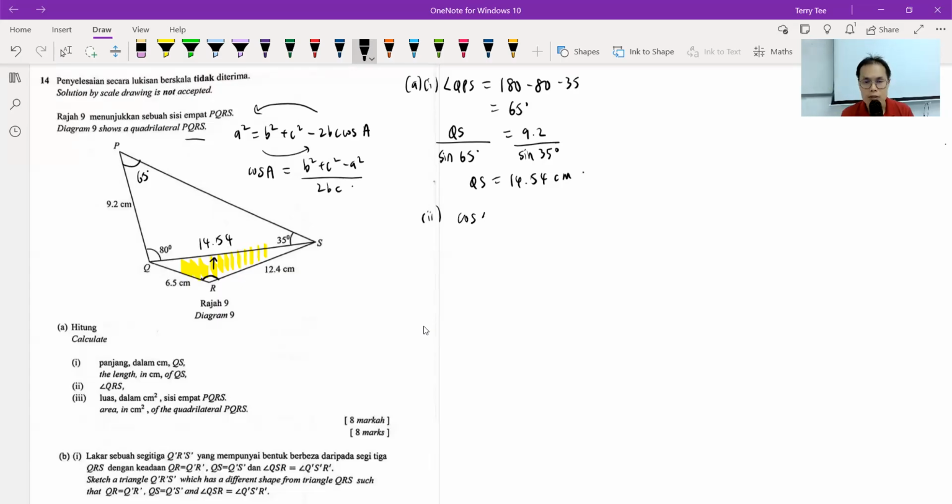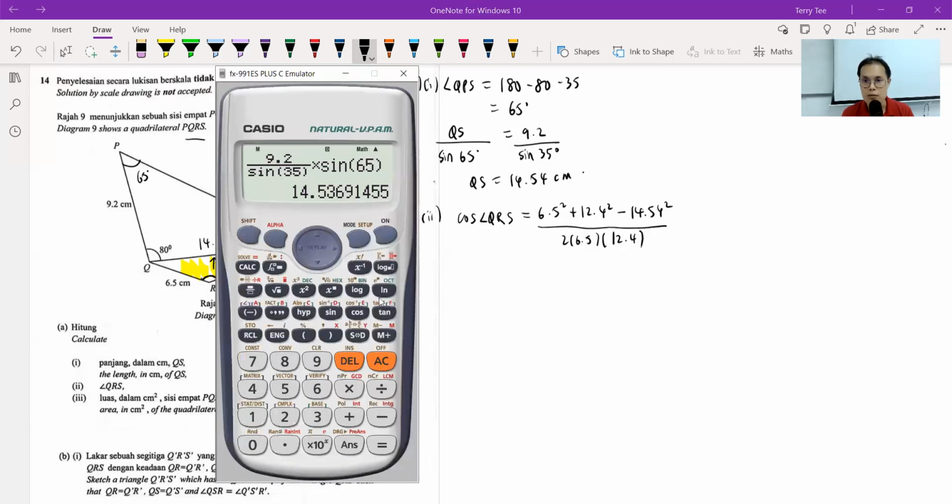So let's write cos angle QRS. Your b, let's start with 6.5, I square it. Your c, 12.4, I square it. Minus the opposite side, 14.54 squared. Divide by 2 times 6.5 and 12.4. Okay, let's use a calculator. 6.5 squared plus 12.4 squared minus 14.54 squared, divided by 2 times 6.5 times 12.4.